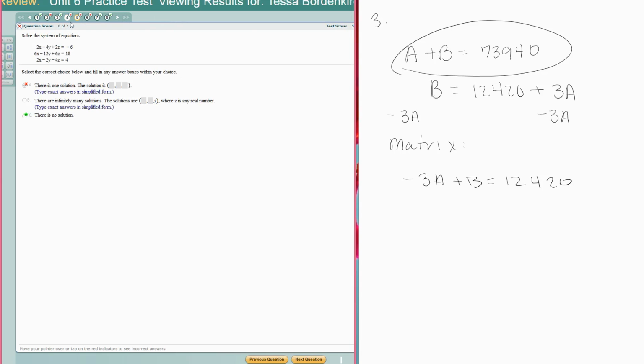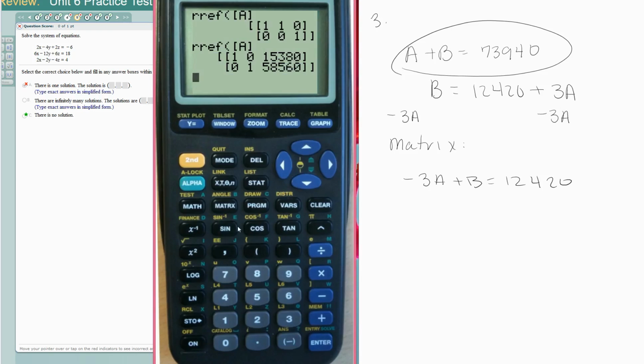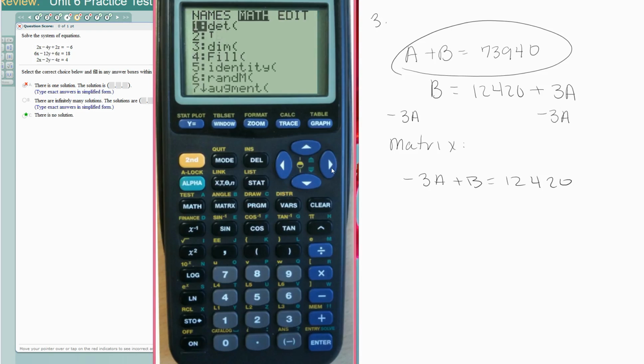Okay, so 5 here is a system of 3 equations, and this is another one. It's already set up so that we can put it right into a matrix. So here we will need to change this to a 3 by 4 matrix. And we're going to enter it.